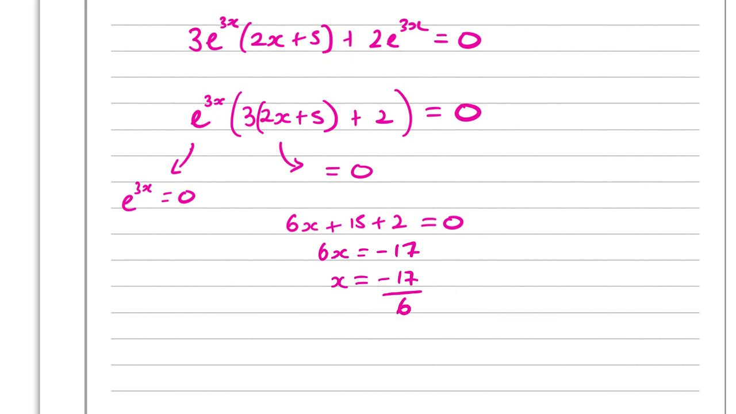Now, as we know with the e to the 3x, you know from the graph that looks like this, that it will never equal 0. So we can reject this or discard it. We don't need to worry about that. So our x-coordinate is minus 17 over 6.